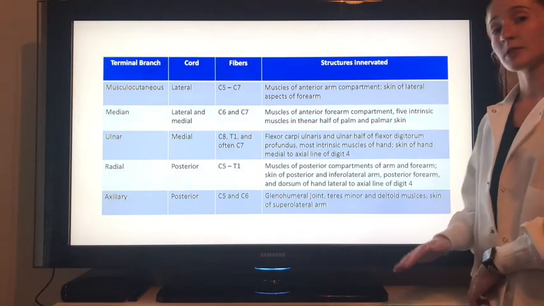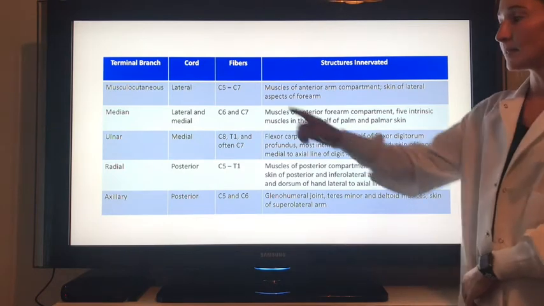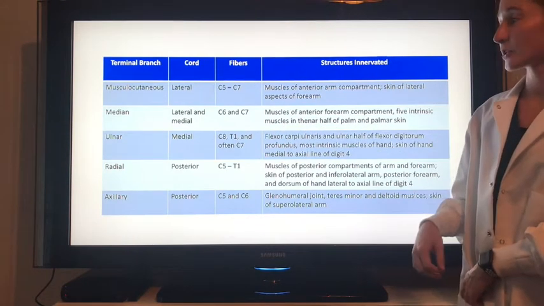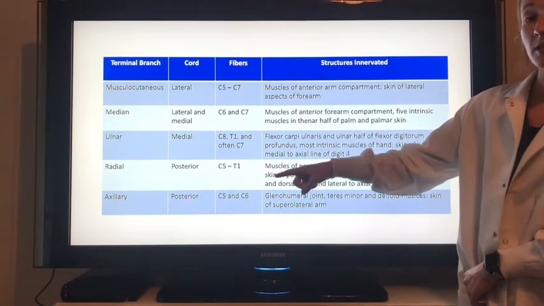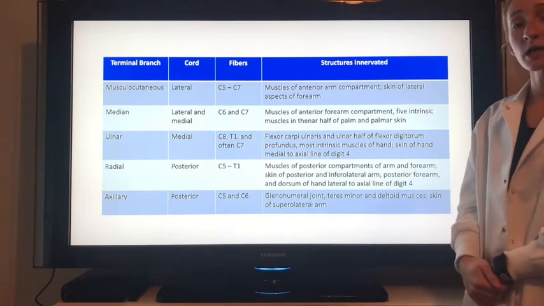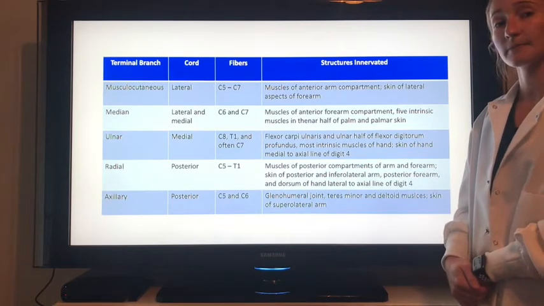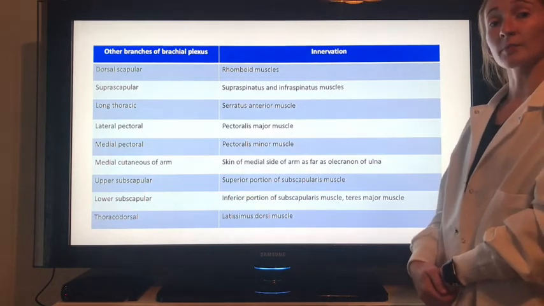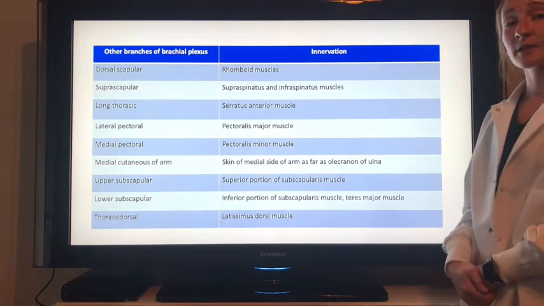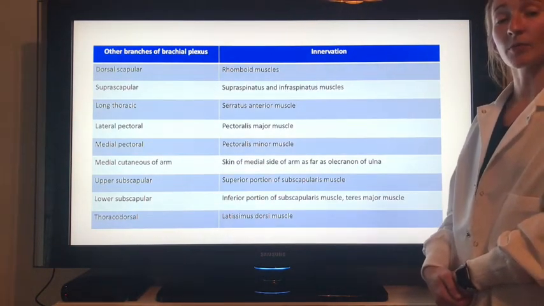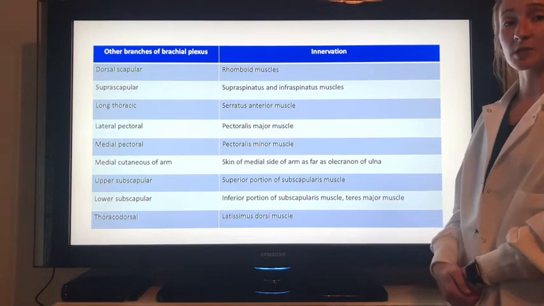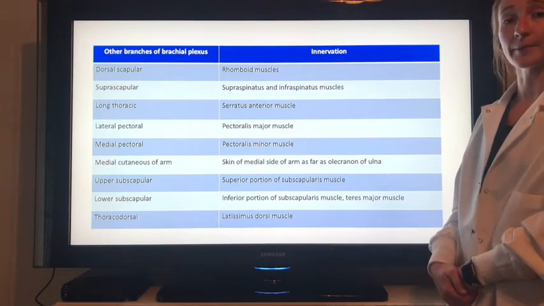Here's a summary table of the terminal branches of the brachial plexus. We'll see the median and the ulnar branches in future dissections, and we'll also see how the musculocutaneous, radial, and axillary branches have contributions to the forearm and the hand. Thus far, we've discussed the important terminal branches of the brachial plexus. However, there are many other branches from the plexus that are important to know. Make sure you know these branches and what they innervate within the axilla and arm.